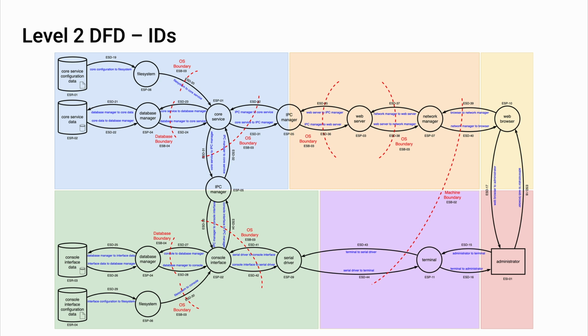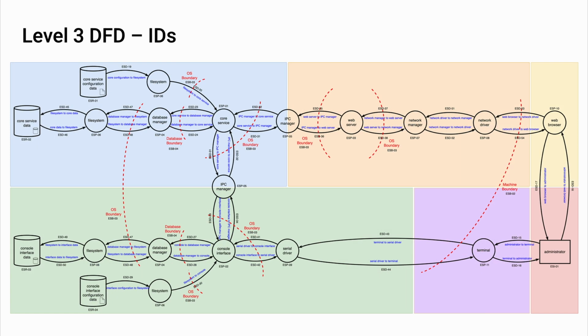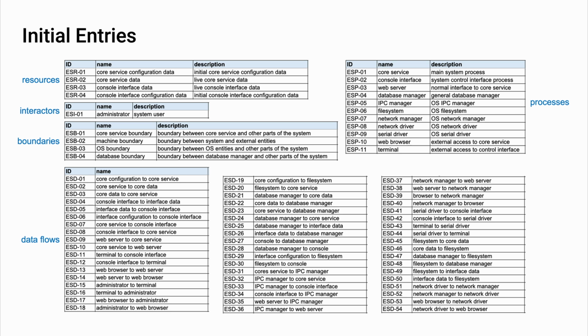Similarly, with level 2, we have more processes and an additional boundary that we need to include. And by the time we finish IDing all the level 3 entities, we're up to a fairly good number of entities that we need to keep track of. Here is the initial set of entities for this exercise.